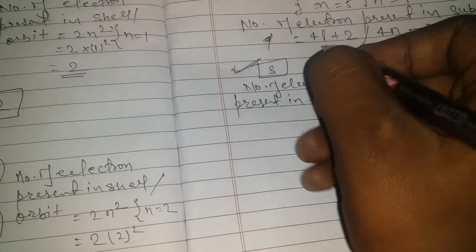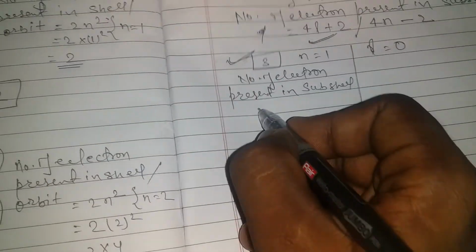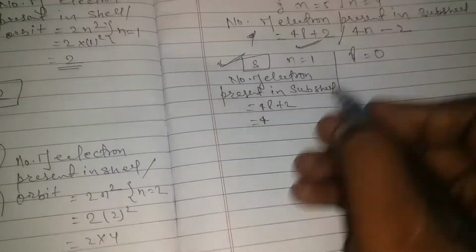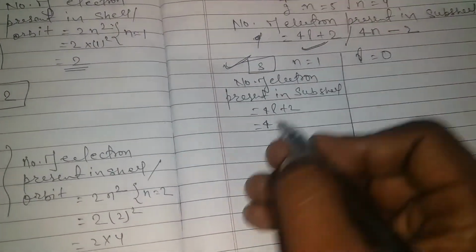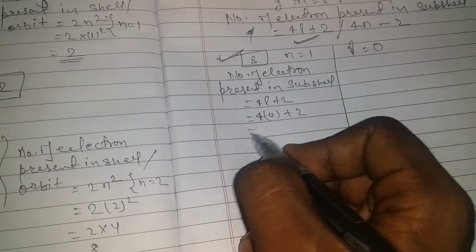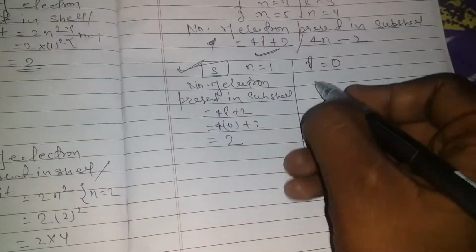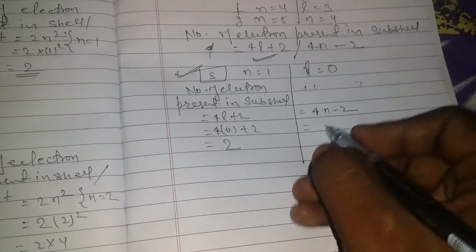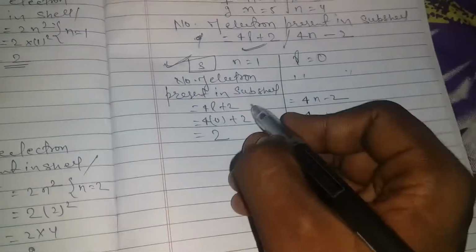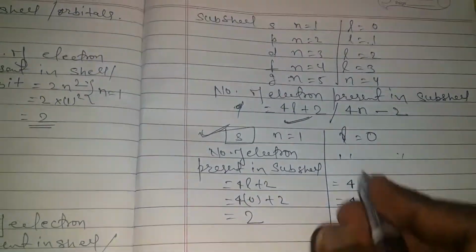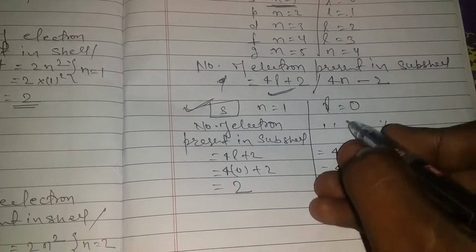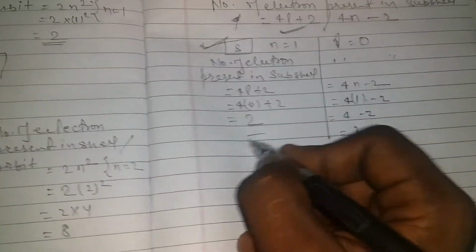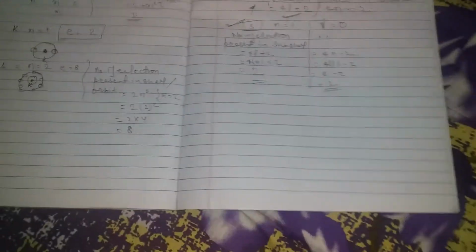Using the first formula, 4L plus 2: for S, L is 0, so 4 into 0 plus 2 equals 2. Using the other formula, 4n minus 2, put n equal to 1: 4 into 1 minus 2 equals 2. The formulas are different but the answer is the same.